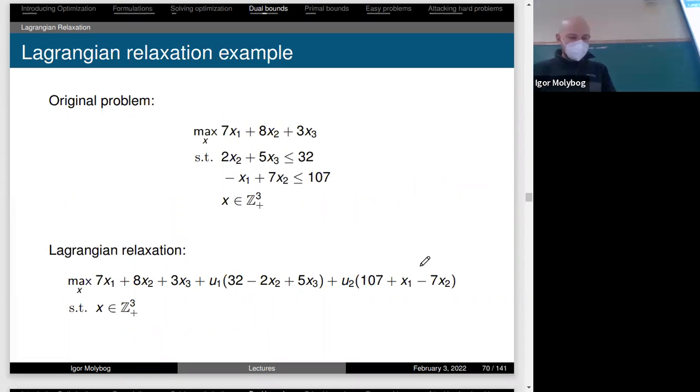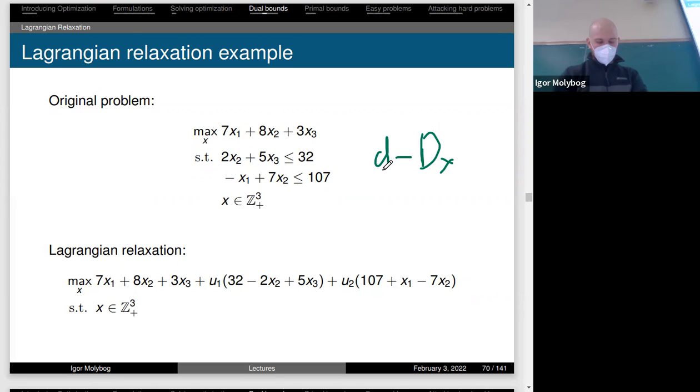Let's take a look at a particular example. Let's have a problem: maximization of 7x1 plus 8x2 plus 3x3, subject to two different inequality constraints, and x belonging to a set of integer values. So for the Lagrangian relaxation for this case, in order to construct one, we would first need to express what d minus dx is, like how to express it.